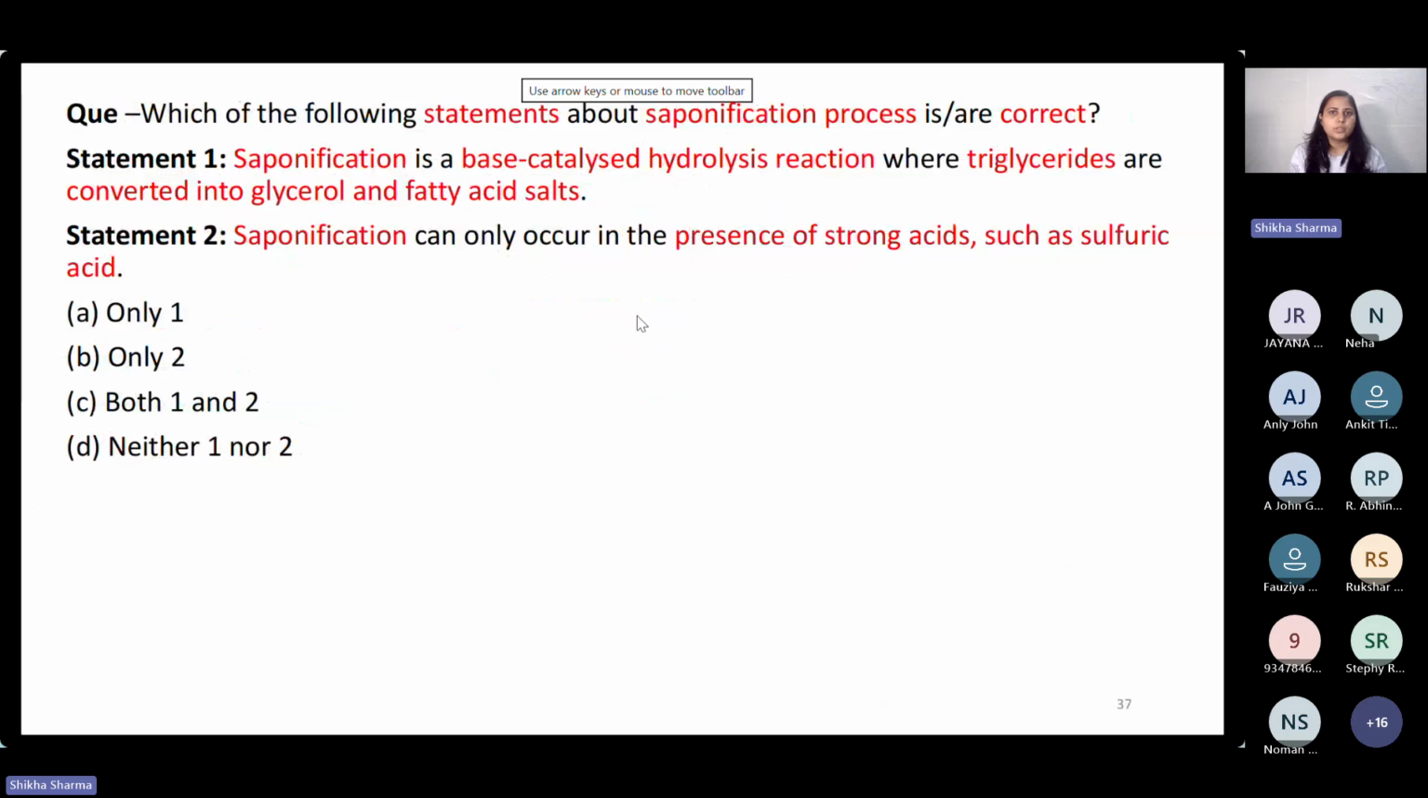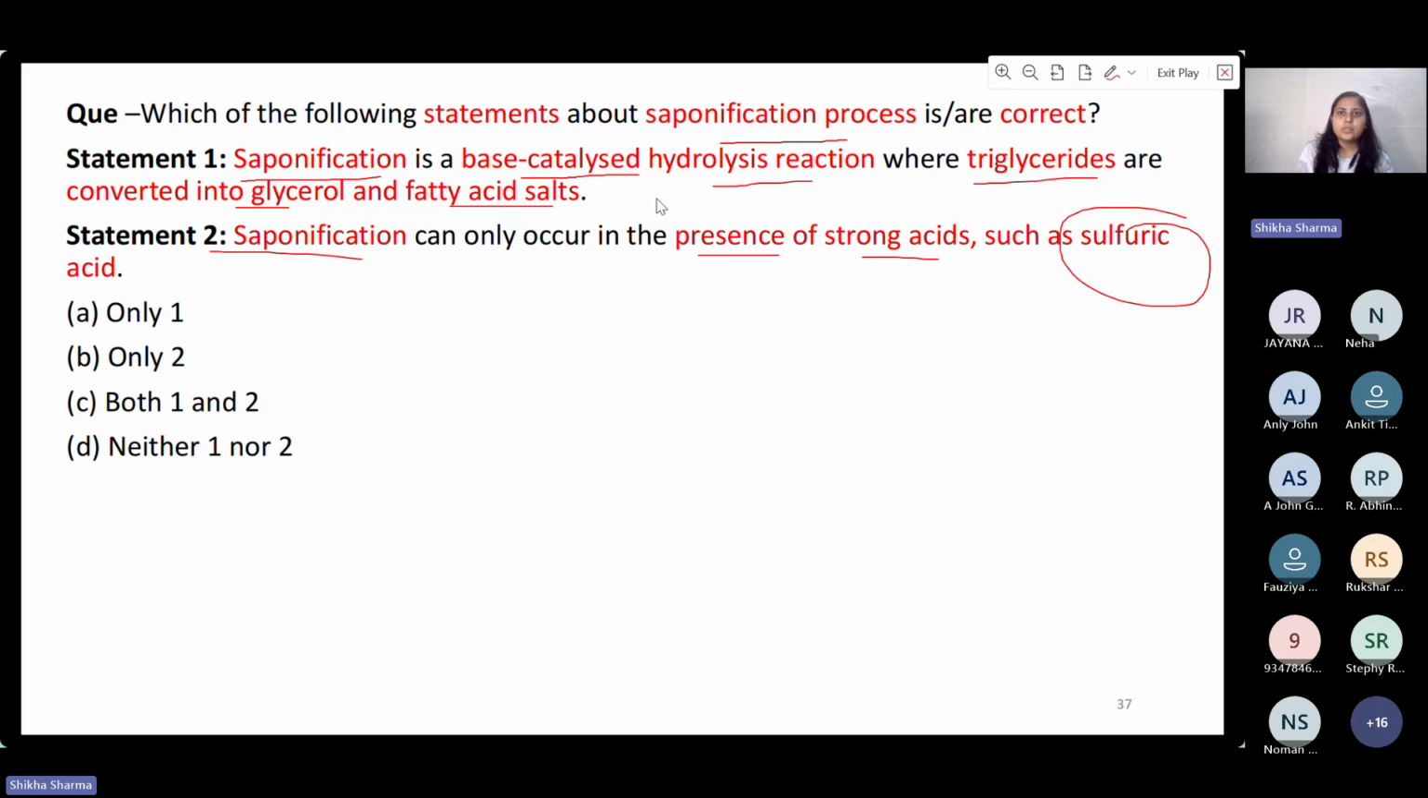Can we move to the next question about saponification? Which of the statements about saponification processes are correct? Statement 1: saponification is a base catalyzed hydrolysis reaction where triglycerides convert into glycerol and fatty acid salts. And second, saponification can occur in the presence of strong acids like sulfuric acid. So we need to tell which statement is correct here.